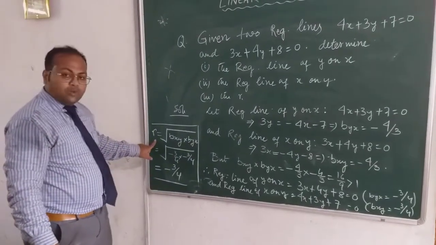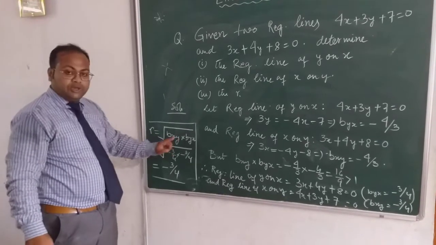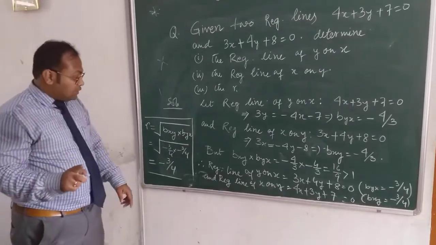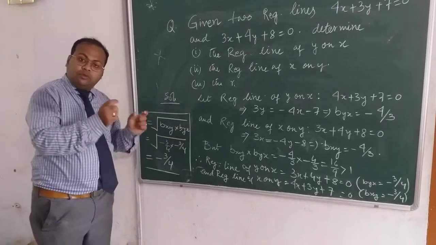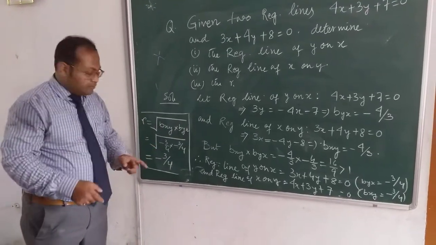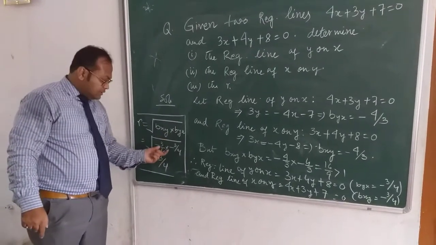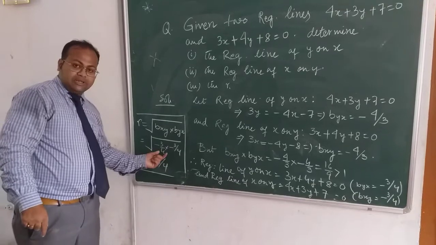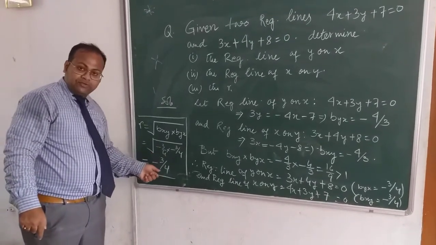Now to find out the correlation coefficient, we know this formula, r is equals to root over of bxy into byx. We have told you that both the regression coefficients will be either positive or both will be negative. Here we can see that both are negative. So therefore it is correct. So root over of this is coming 9 by 16. Root over of 9 by 16 will be plus minus of 3 by 4.